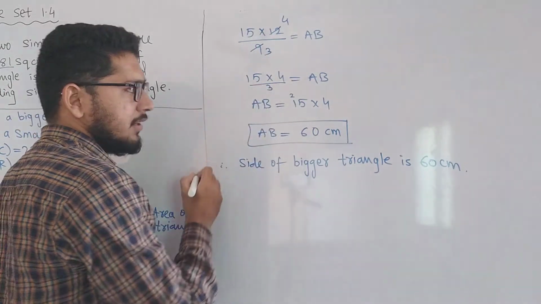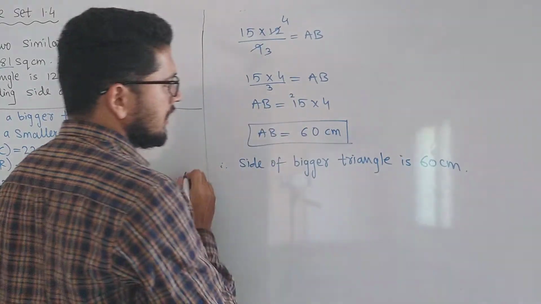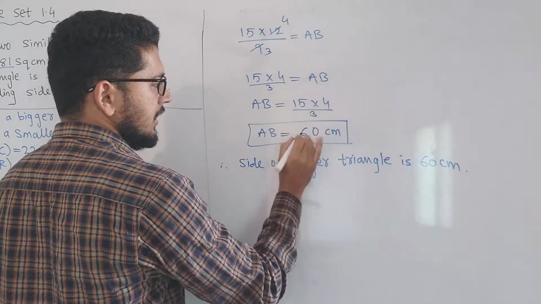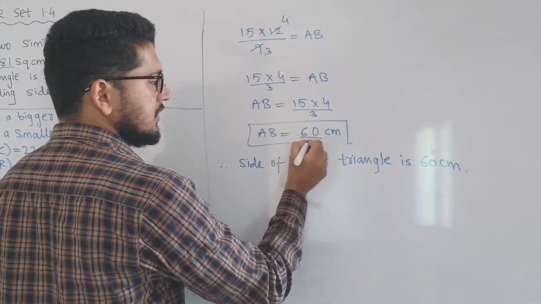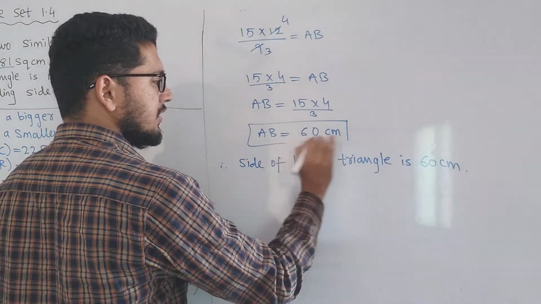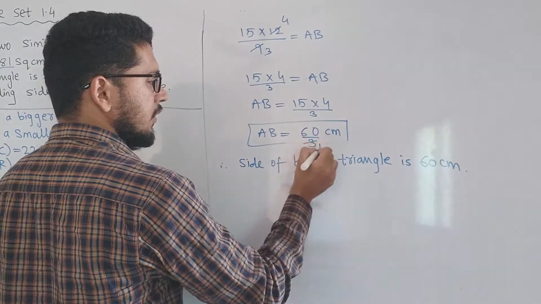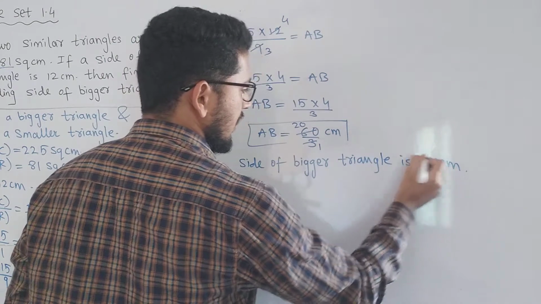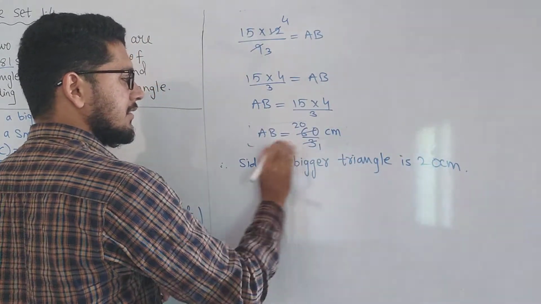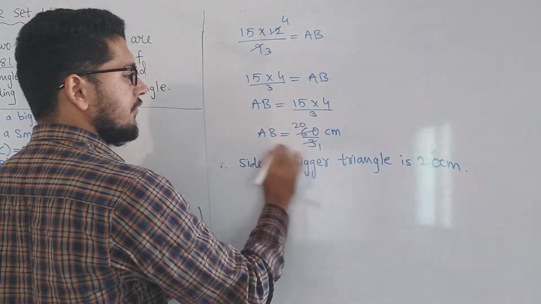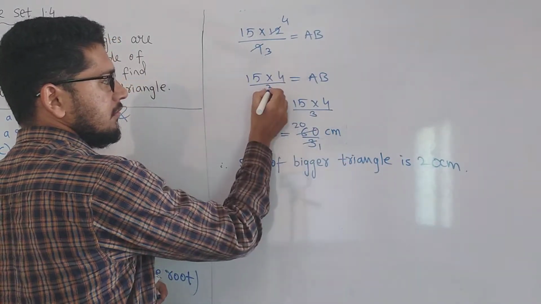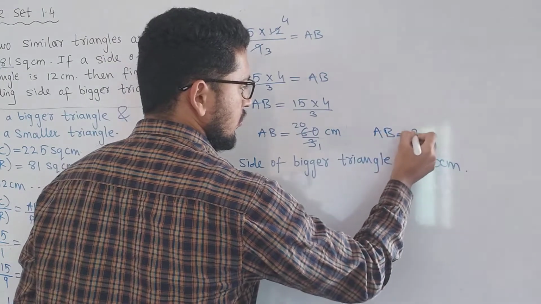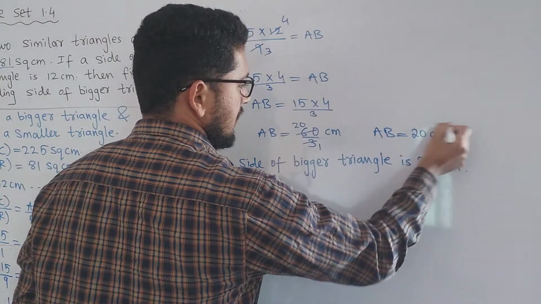Okay, then after that 15 into 4 upon 3. So this 3 will be the same. Then it will give you 60 upon 3. Okay, and 60 upon 3 is nothing but, we'll divide: 3 1s are 3, 3 2s are 6. Answer would be 20 centimeter. Sorry, answer would be 20 centimeter. 3 is left here. I mistakenly have not written this 3. So answer would be AB is equal to 20 centimeter.